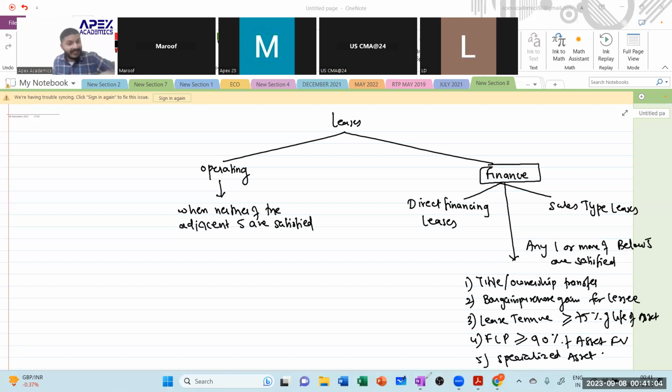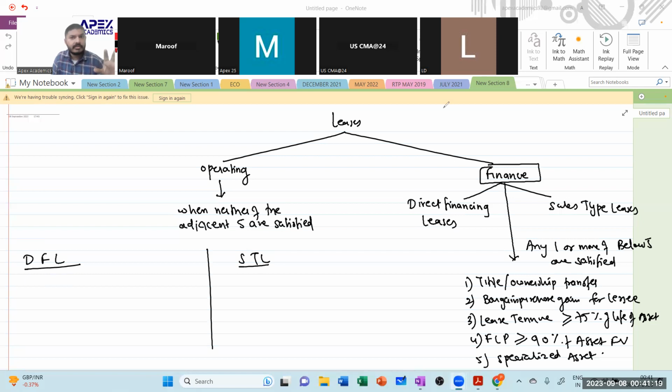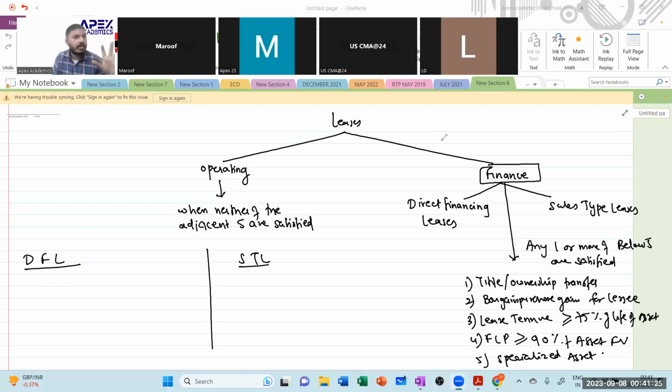Wait. Haripriya sent me a message. I was very worried. Pushkar, I don't understand the difference between direct financing lease and sale type lease. Haripriya, are you there? Yes or no? Maybe she's gone. She sent a message: I don't understand the difference between direct financing lease and sale type lease. So don't worry, don't worry.